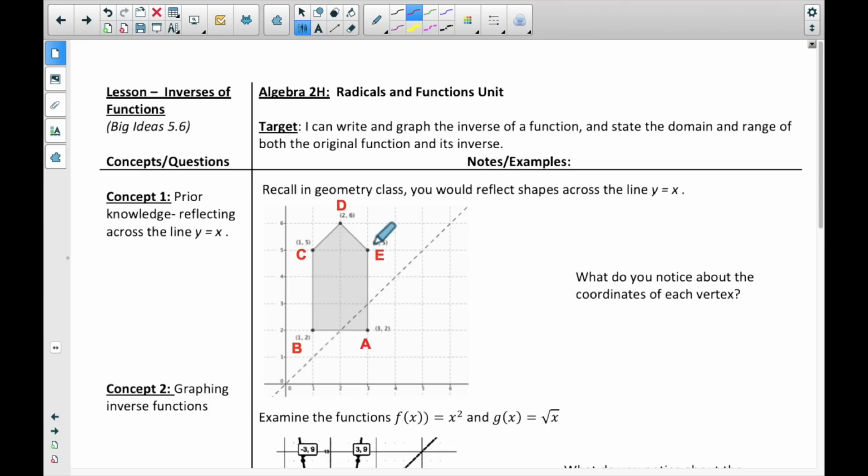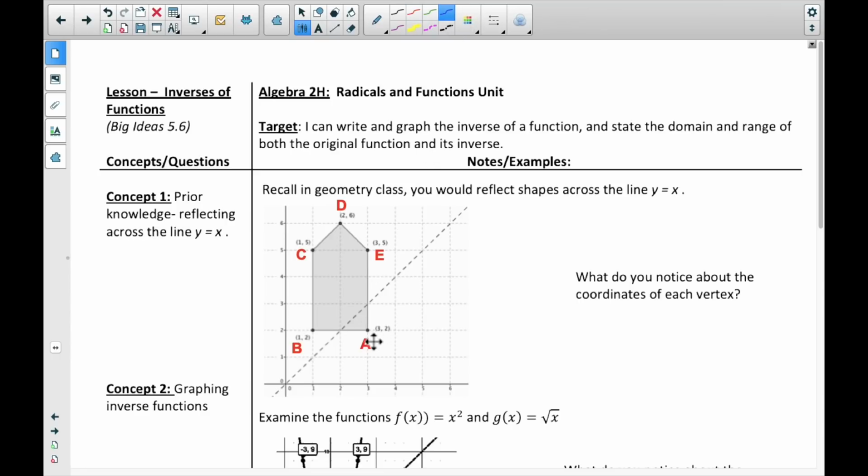So first of all, I didn't label this, but go ahead and label this pentagon. Remember when you took geometry, you did a lot of these things. You did some reflections and translations. So we're going to do a reflection, and we're going to reflect it across the line y equals x. This dotted line that I have here is the line y equals x. Do you remember how to do a reflection across that line?